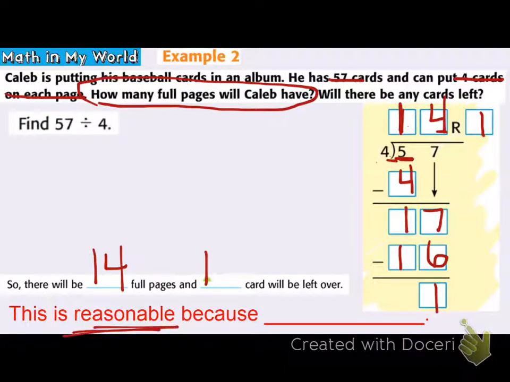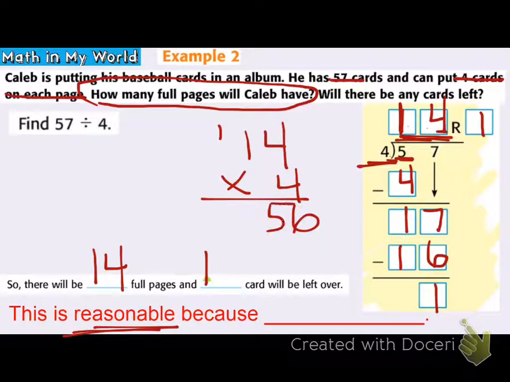Is it reasonable? Well, if I do 14, the quotient, times the divisor, or how many groups there are, I get 56. Plus the 1 remainder, and I do get my dividend, or I do get 57 that he started with. It makes sense that I have the right answer.